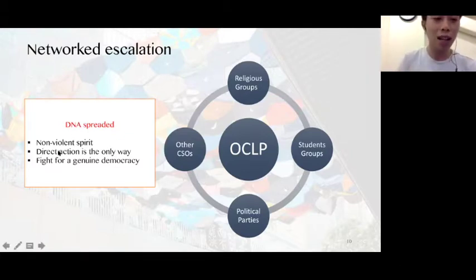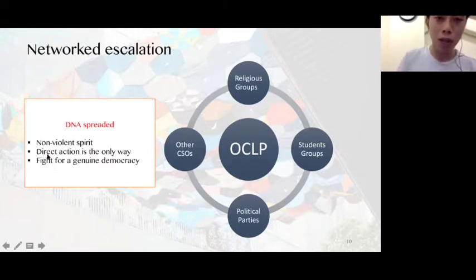So one DNA they spread is, of course, nonviolent spirit. For leaders of these groups, they usually participate in training of the OCLP. So they understand the nonviolent spirit and they use it to promote it to their own audience.